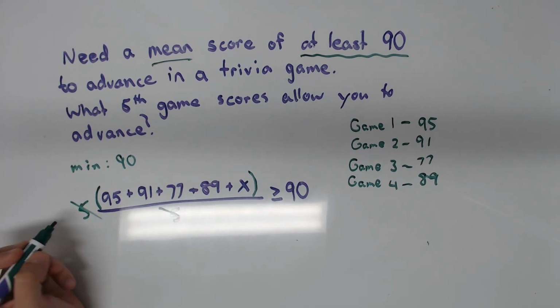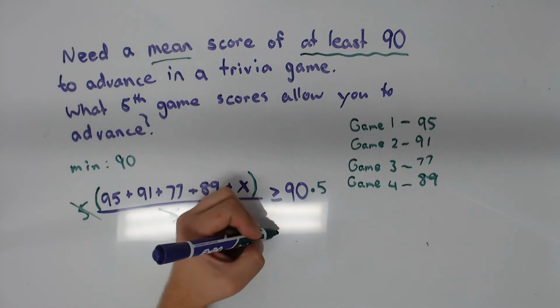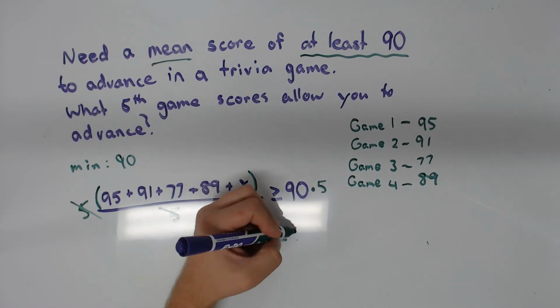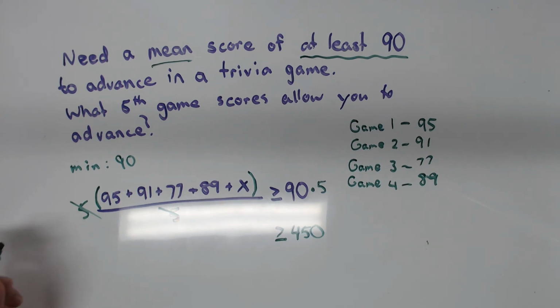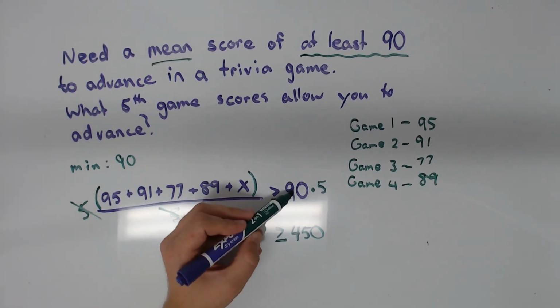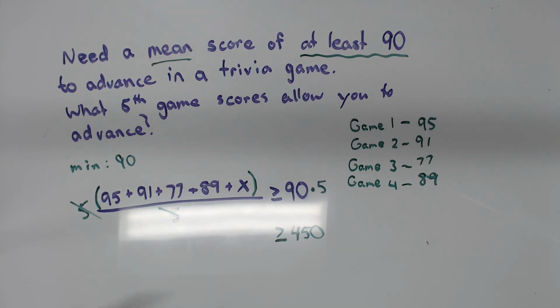They'll cancel out over here. Then times 5 over here. So we need our 5 games to add up to at least 450, which I hope makes sense. If we need an average of 90, this would be the number if we got exactly 90 per game.